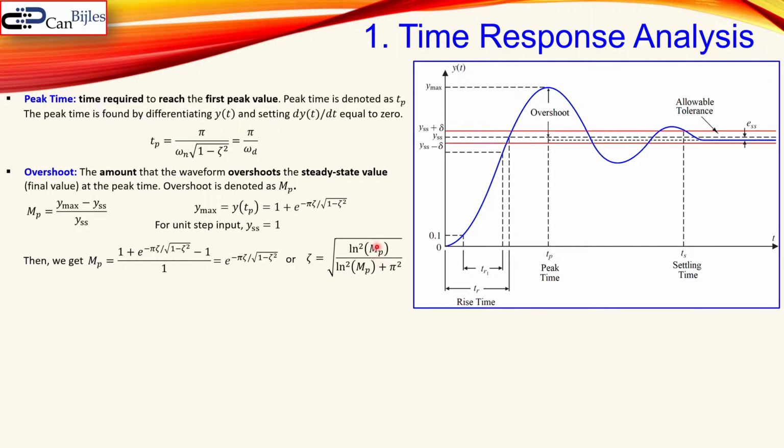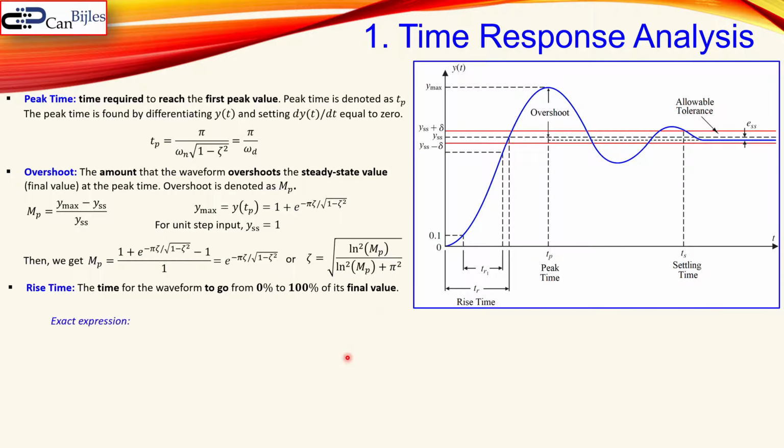Remember, the overshoot must be here in a scalar, not as a percentage, otherwise you will not get the correct zeta value. The rise time is the time for the waveform to go from 0% to 100%. This is most of the time used for underdamped systems. But if you have a critically damped system, then it will use, for example, between 10% and 90%. That is depending on how the waveform is.